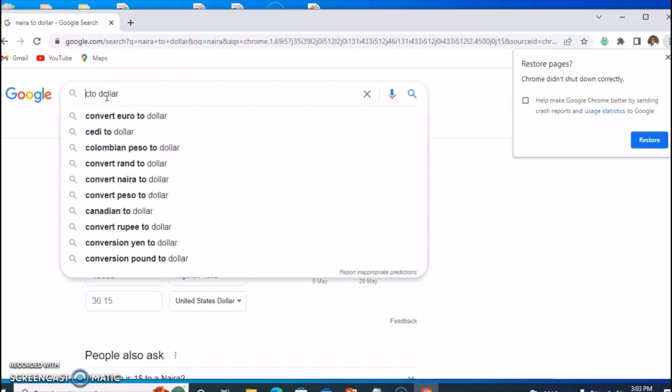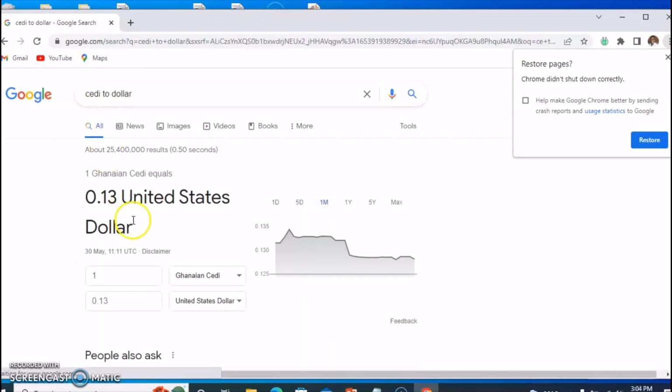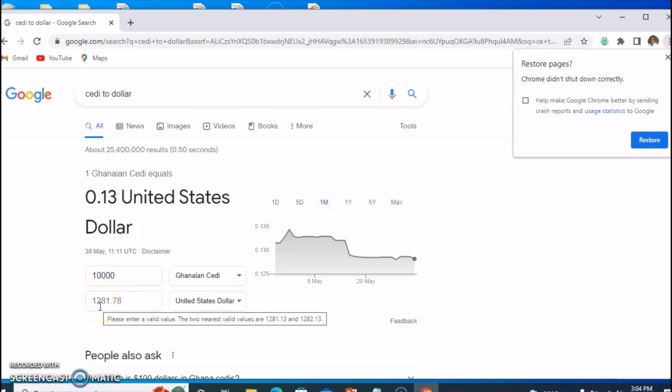So let's say CDs. CD to dollar. So this is it. You have Ghanaian CD 10,000. It will be 1,281.78 US dollars, right? So that's the equivalent of 10,000 CDs. Okay, so you can do that for your currencies.